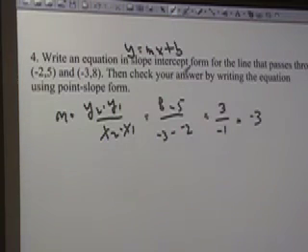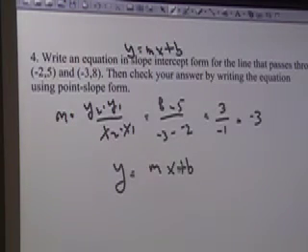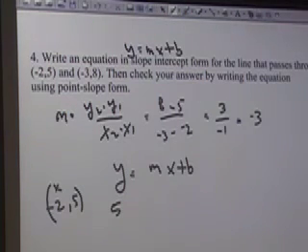Now, we don't have the y-intercept, but we can use, again, this equation. We can use one of the points as your x and y, and your m is -3. So we're going to replace y with 5, because we're going to use (-2, 5) as our x and y. So 5 is equal to -3 times -2 plus b.